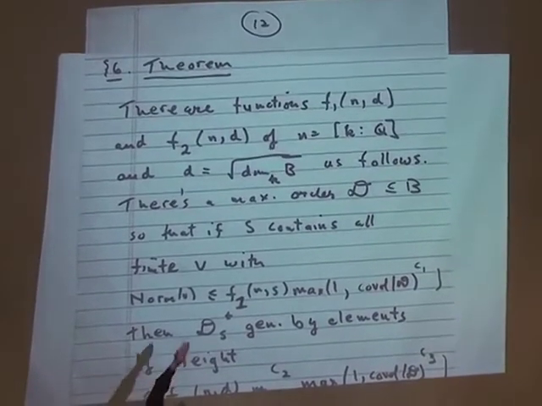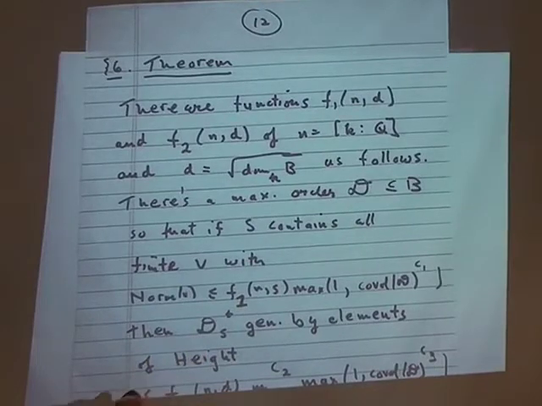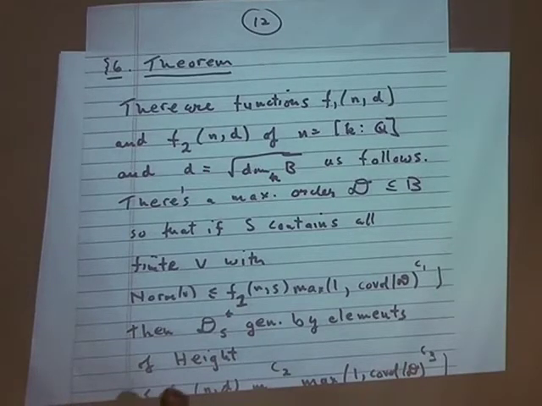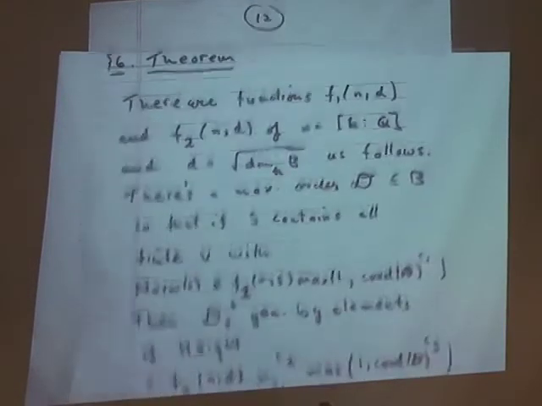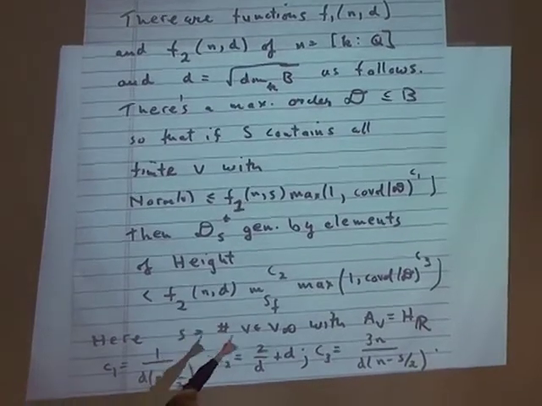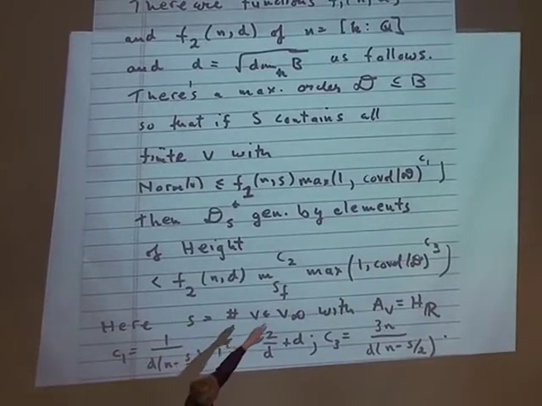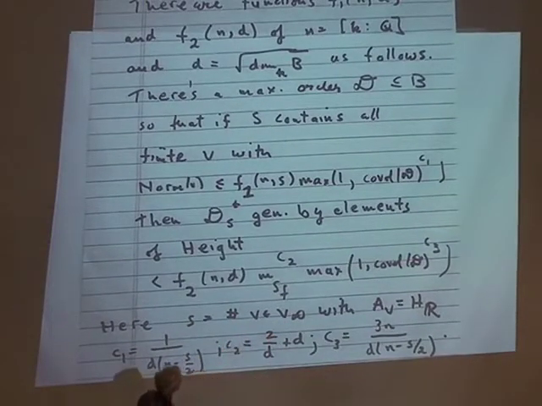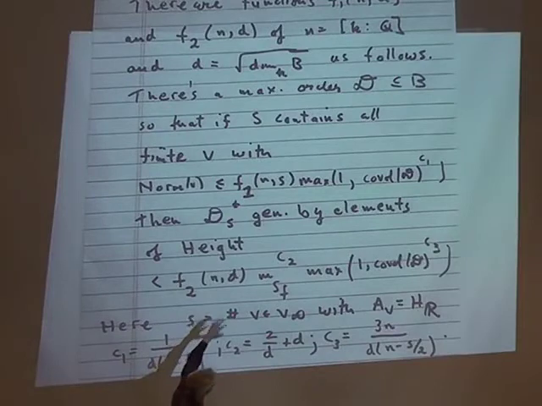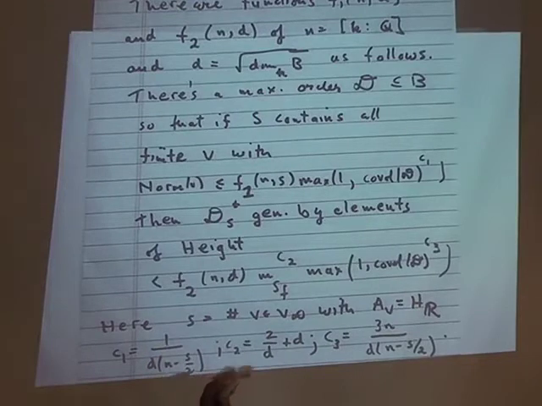I want to say on the first, there are two functions that depend on the degree of the center over Q and the square root of the dimension of the algebra, so that once S contains all finite places that have norms bounded by this one function times the covolume of D to a power, the covolume of D should be thought of as the discriminant, then the S-units are generated by elements of height bounded by some function that depends only on N and D, times some power of the maximal norm of a finite place in S, where C2 is a certain power.